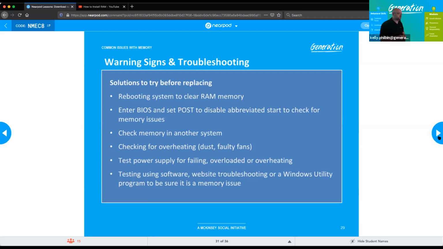There's also software you can use to troubleshoot, a Windows utility program, to make sure that the memory is not the issue. It could be something else causing these particular problems.